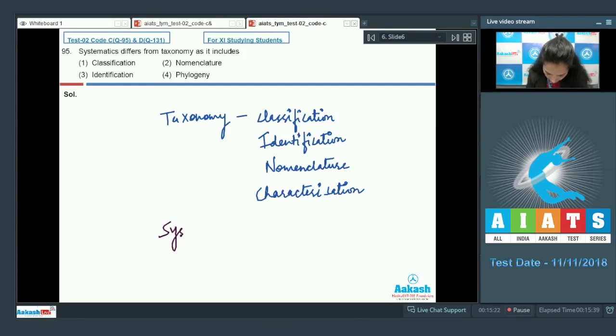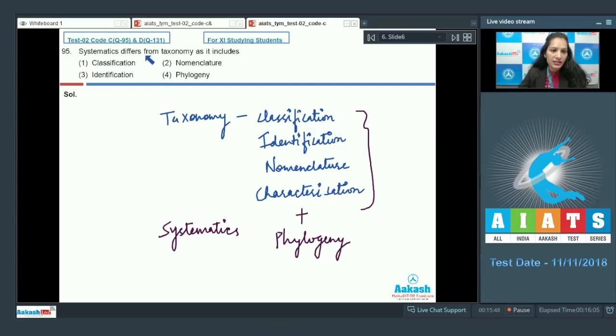But systematics includes all these features plus phylogeny. So systematics differs from taxonomy as it includes phylogeny. So the correct option for the given question is option number 4. Let's move on to the next question.